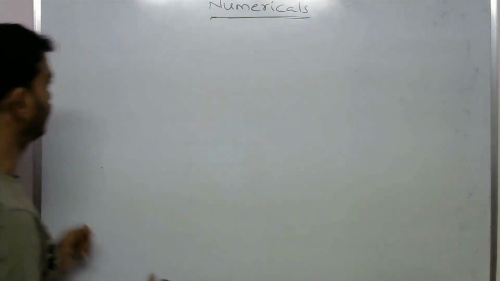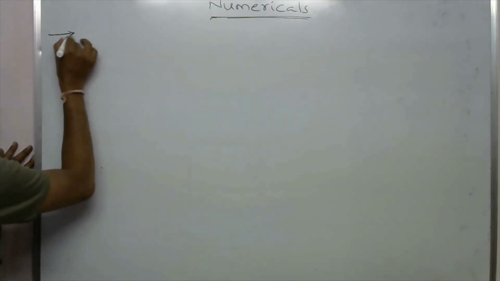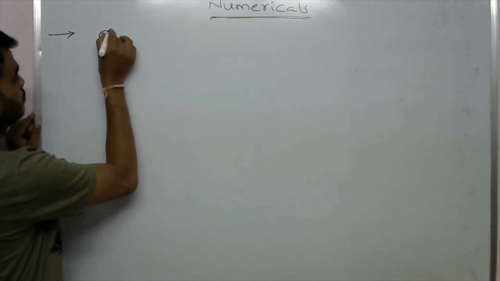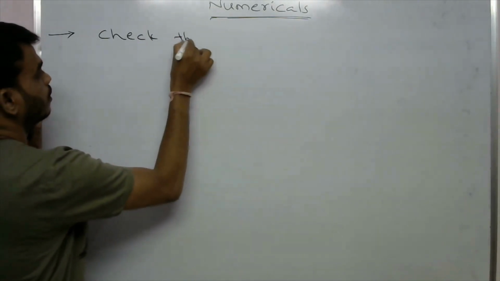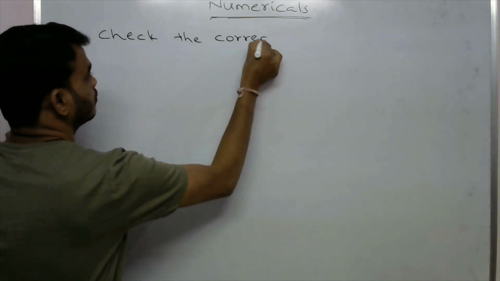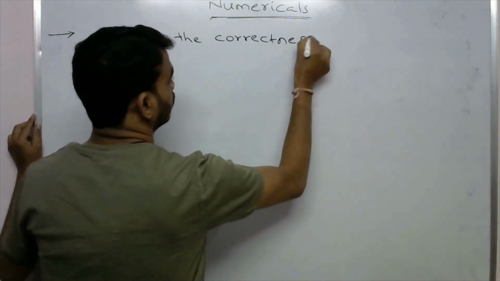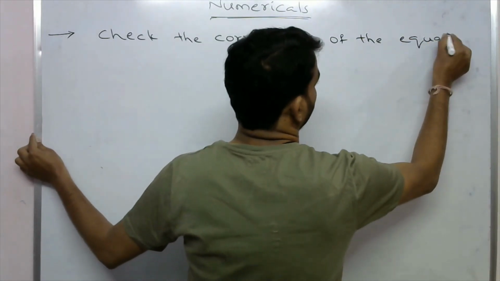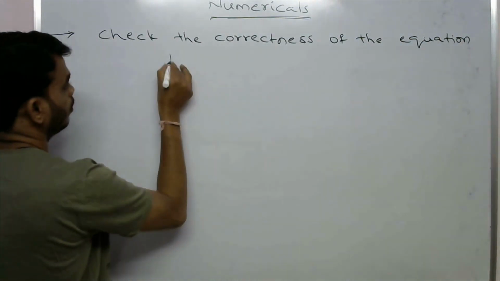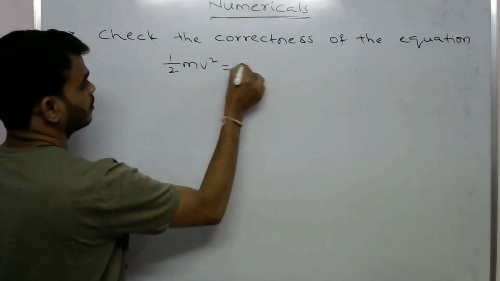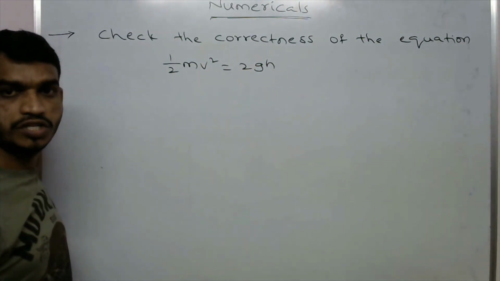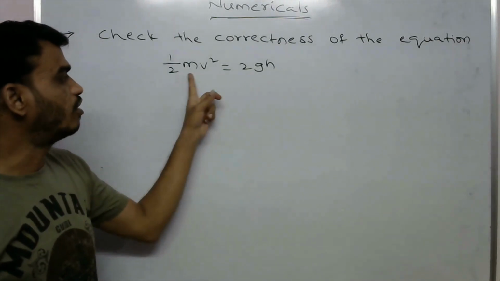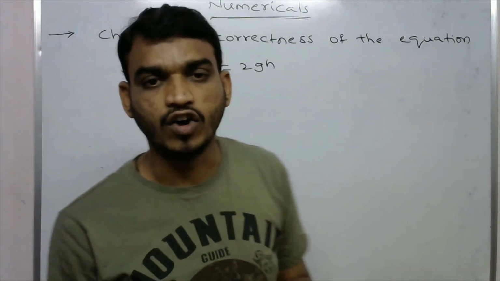So the third one, what is the third problem? Check the correctness of the equation mv square is equal to 2gh by using the dimensional method. So in this, we have to check whether this formula, mv square equal to 2gh, is valid or not.